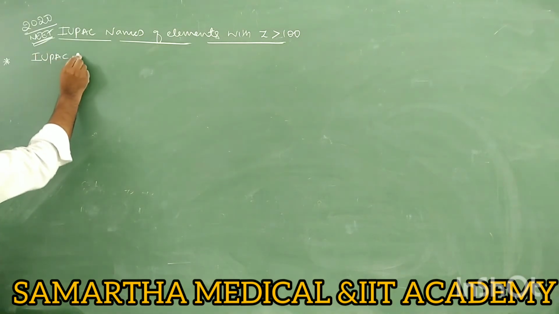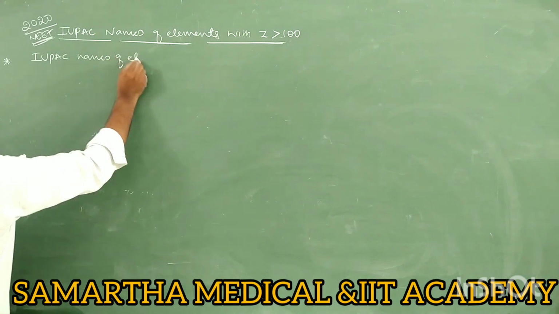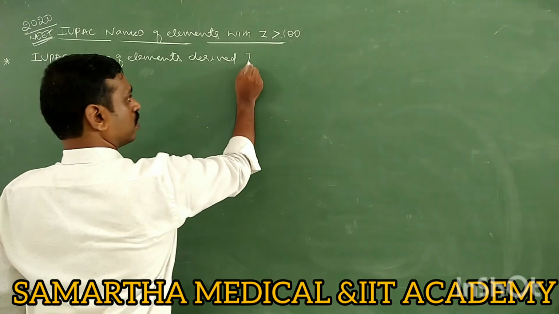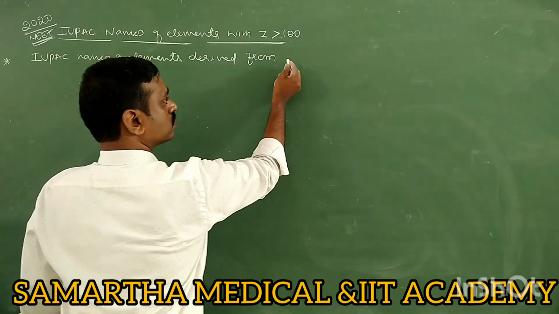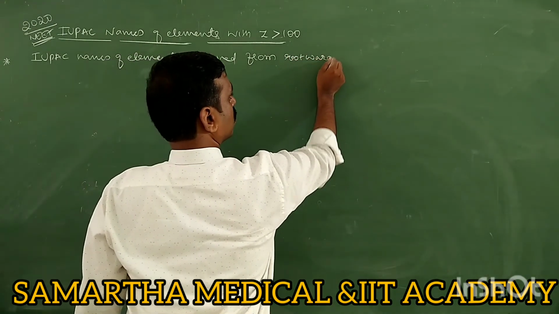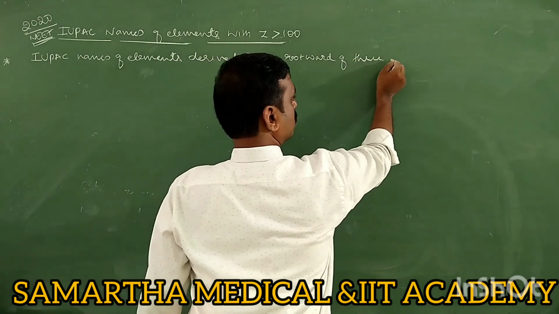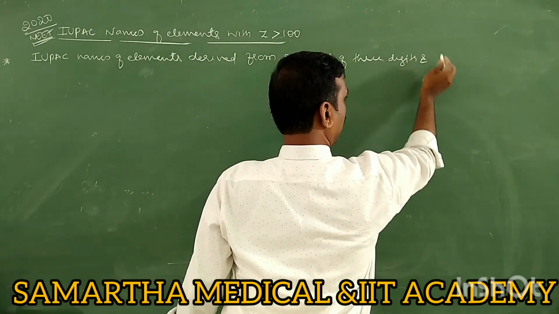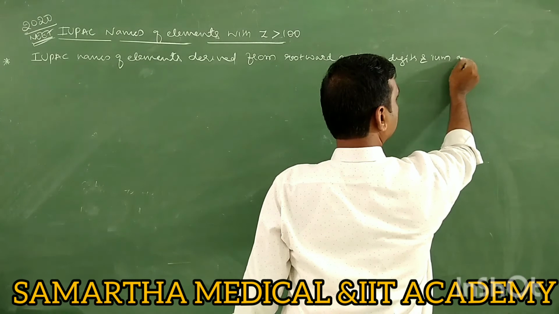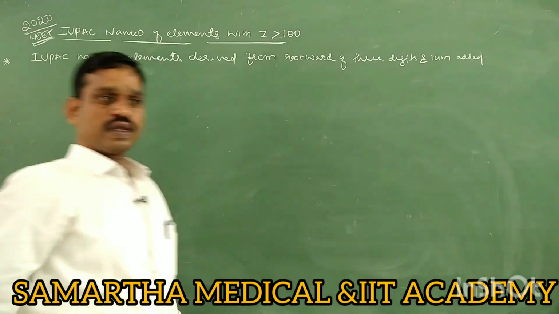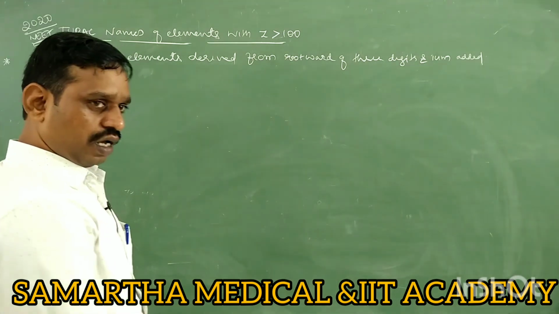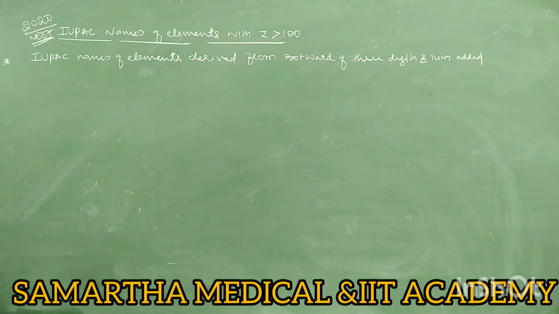The IUPAC names of elements are derived from the root words of 3 digits, and IUM is added at the end.